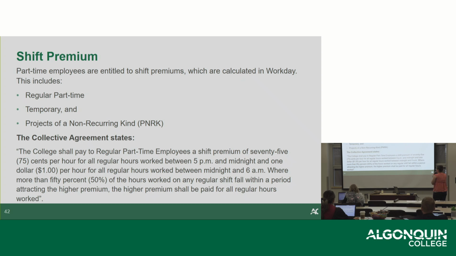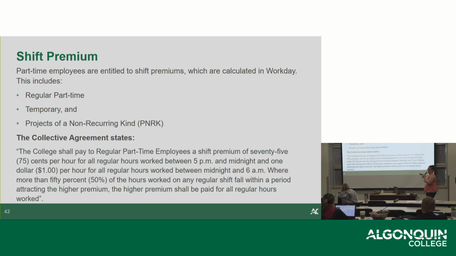The bottom part is just a bit of an excerpt from the collective agreement. So it's basically saying that for all hours worked between 5 p.m. and midnight, the employee will get an extra premium of 75 cents per hour. For any hours worked between midnight and 6 a.m., it's $1 per hour. If the majority of their hours are worked during the time where there's a higher premium, the whole shift will be paid at a higher premium. So for example, if they worked like 11 p.m.